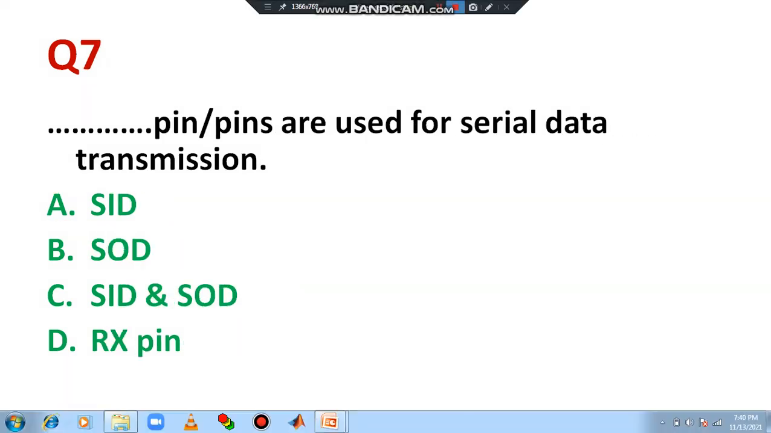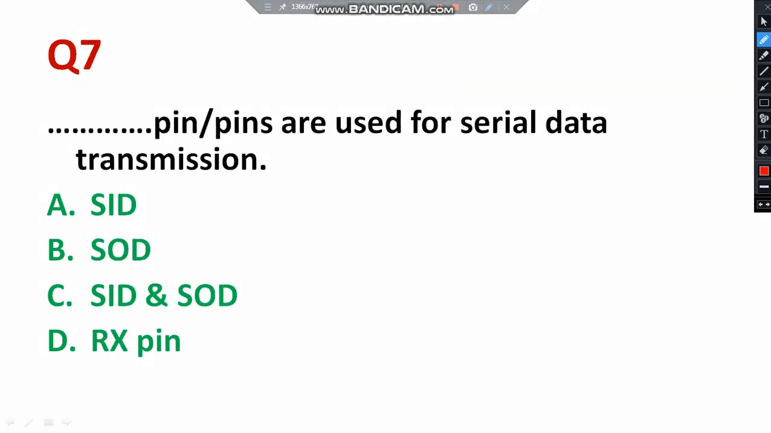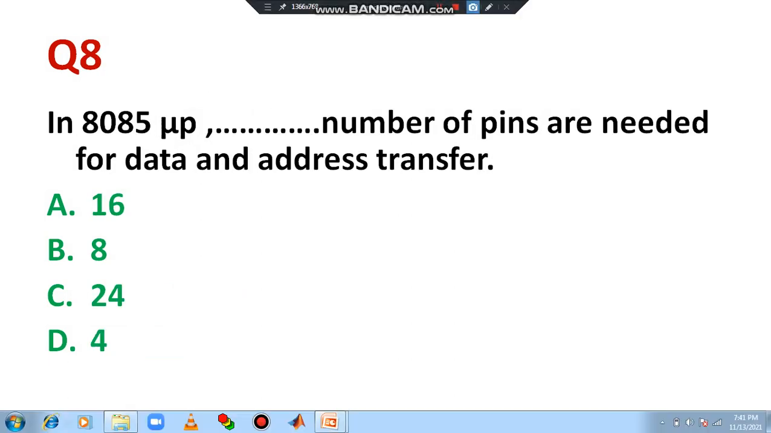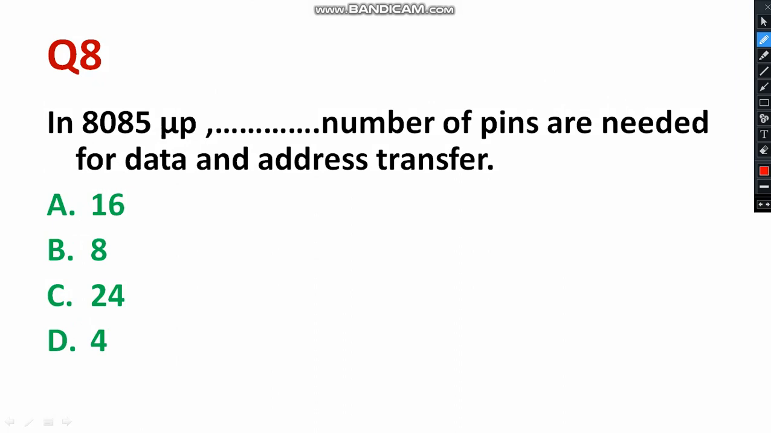Question number 7. Dash pin or pins are used for serial data transmission. We have 4 options: SID, SOD, SID and SOD, RX pin. The right answer is SID and SOD. So please select option C. That is for serial data communication. That is preferred actually, and I have explained the reasons also. Then, in the 8085 microprocessor, dash number of pins are needed for data and address transfer.